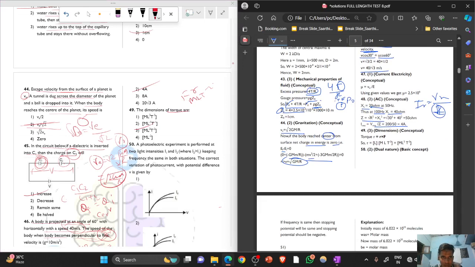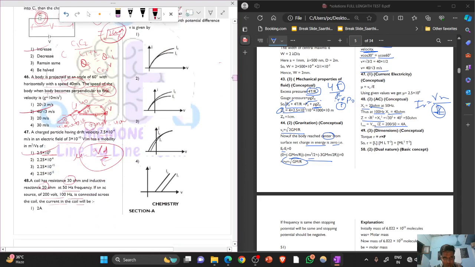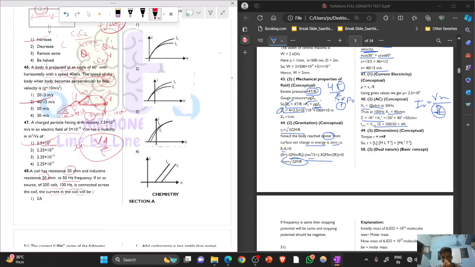The last question. The photoelectric experiment was performed at 2 intensities. Okay. Frequency same, stopping potential will be same. So your correct explanation for this will be this, because as the intensity increases, the stopping potential will not increase, because the stopping potential depends on the frequency of the incident wave. So the stopping potential is the same.